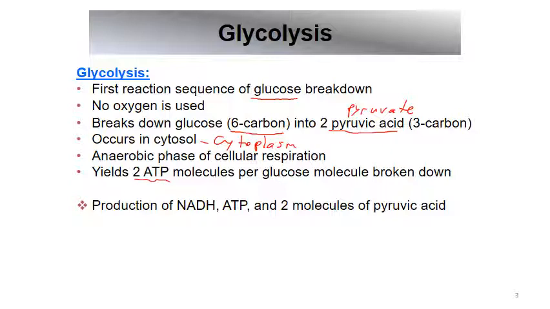But the important thing for the steps of cellular respiration is what is being produced at the end. So know that glycolysis makes NADH, just a little bit of ATP, only 2, and 2 molecules of pyruvic acid. And again, the other word for that is pyruvate.